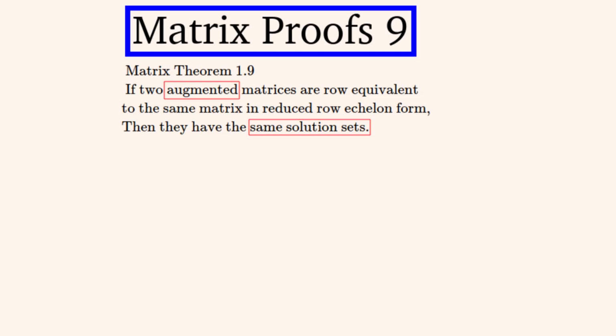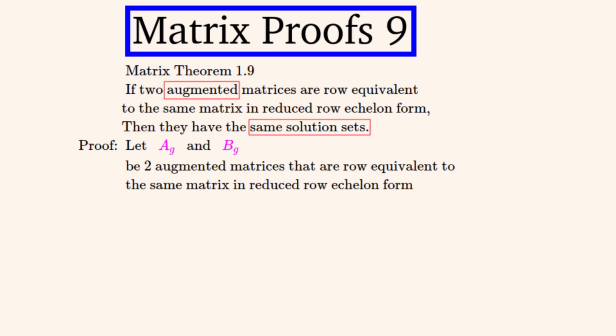In this video we'll prove something about augmented matrices: that if two augmented matrices are row equivalent to the same matrix in reduced row echelon form, then they have the same solution sets. So let's start the proof. We'll let these two matrices AG and BG be these two augmented matrices that are row equivalent to the same matrix in reduced row echelon form.